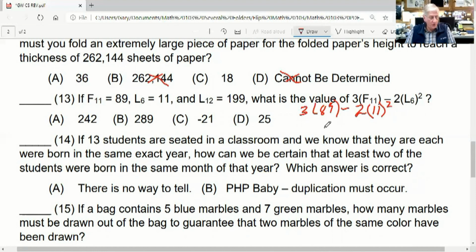All right, if you do 3 times 89, I believe you will get 267. If you square 11, it's 121. 121 doubled is 242. So if you subtract those two, what is the correct answer? Well, I believe you can see if you subtracted them, the correct answer would be 25, which is choice D.